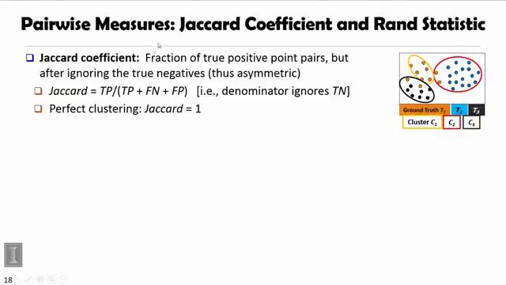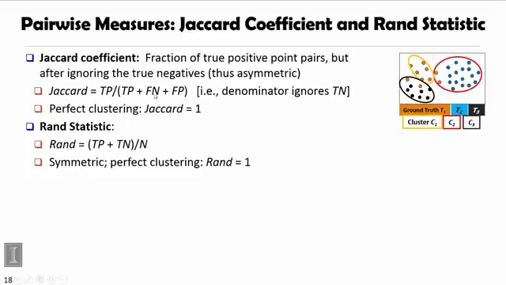With the introduction of these 4 measures, true positive, false negative and so on, we can calculate other measures like the Jaccard coefficient and rand statistic. We still take this figure as our illustrative example. For the Jaccard coefficient, remember we defined the Jaccard coefficient before, but this one is the definition for the pairwise measures. You have true positive divided by all the cases except that you ignore the true negative cases. That means the fraction of the true positive points, after ignoring the true negative cases. Therefore, in this computation, positive and negative are treated differently. It is an asymmetric measure. However, for perfect clustering, the Jaccard coefficient should be 1 because you don't have those false cases.